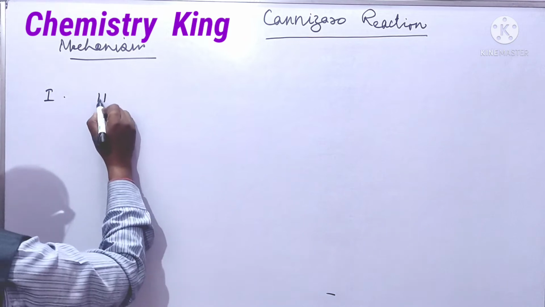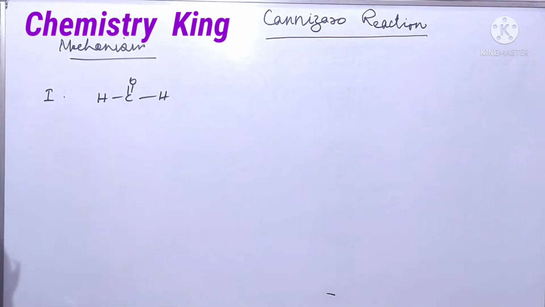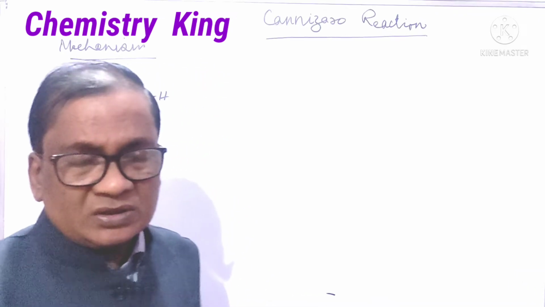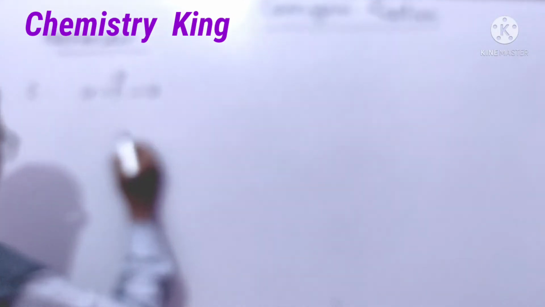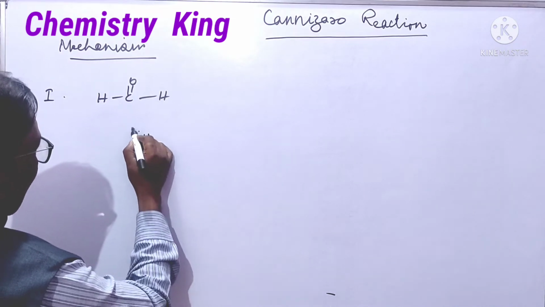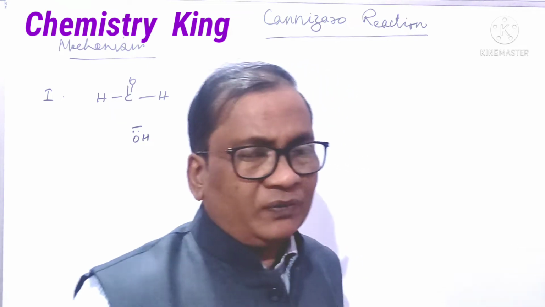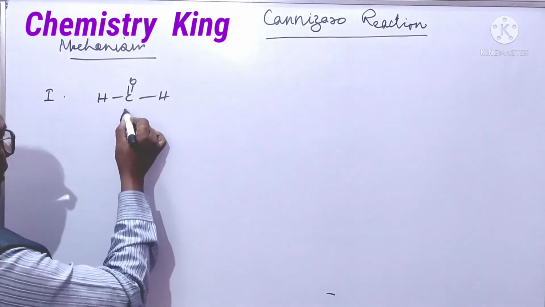Step 1. It is formaldehyde and you are taking concentrated sodium hydroxide or potassium hydroxide. It means you have a lot of hydroxide ion. So this hydroxide ion will act as nucleophile here, and no other nucleophile is here. So this nucleophile will attack this carbon.